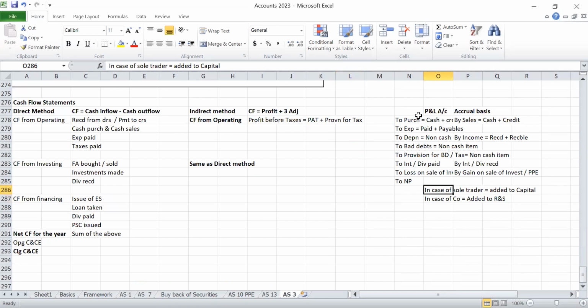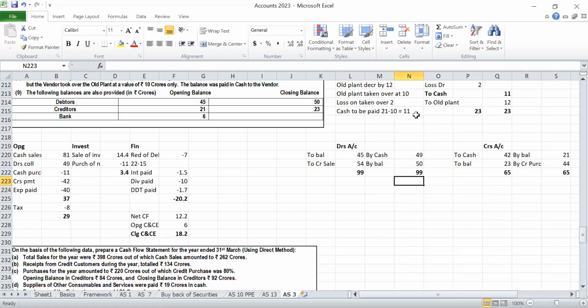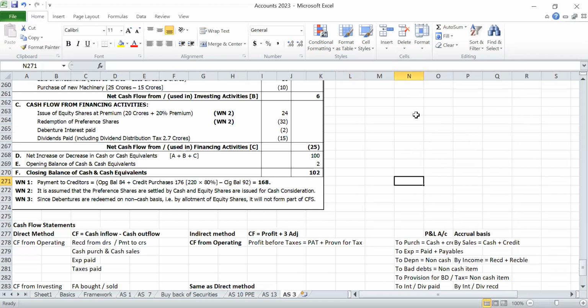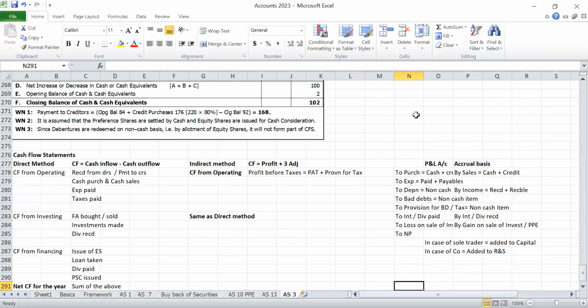If net profit is not available, what can we do? You can directly take it from reserves and surplus or capital. Profit is nothing but the increase in reserves and surplus. Whatever increase is there, that will be the profit, increase in reserves and surplus, or increase in capital in case of a sole trader. So first, profit before tax is the starting point.